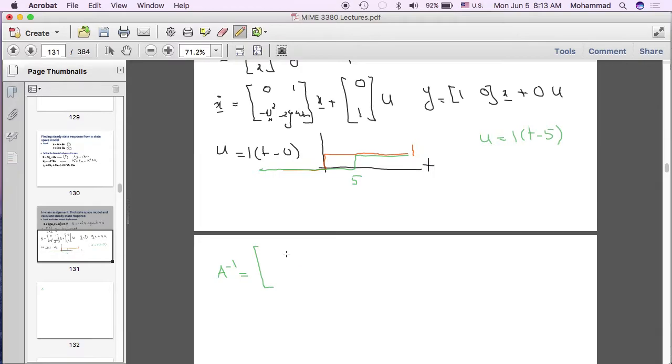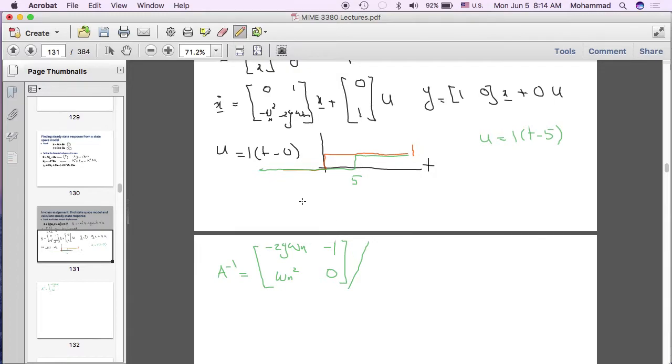So minus 2 zeta omega n comes here, and this stays in place, but it becomes positive omega n squared. This becomes negative 1, and this becomes 0. And this matrix should be divided by what? By the determinant of the original matrix.